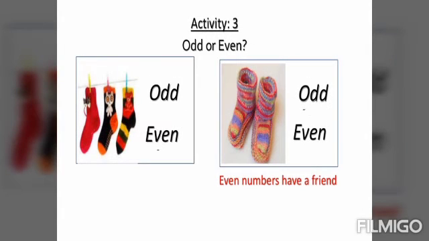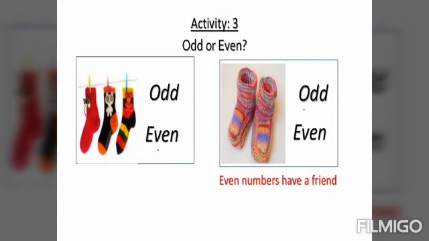Activity number 3, odd or even. So we will count now the socks inside the box. So let us count all together. 1, 2, 3. So 3, class, is it an odd or even number? Okay, very good. 3 is an odd number. So let us now proceed to the next picture.